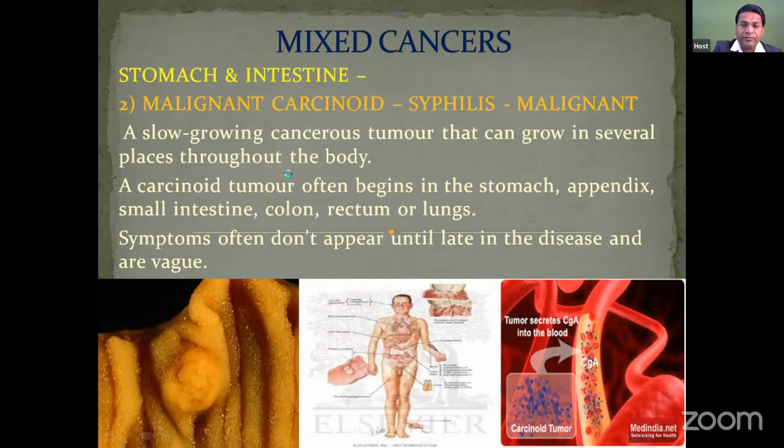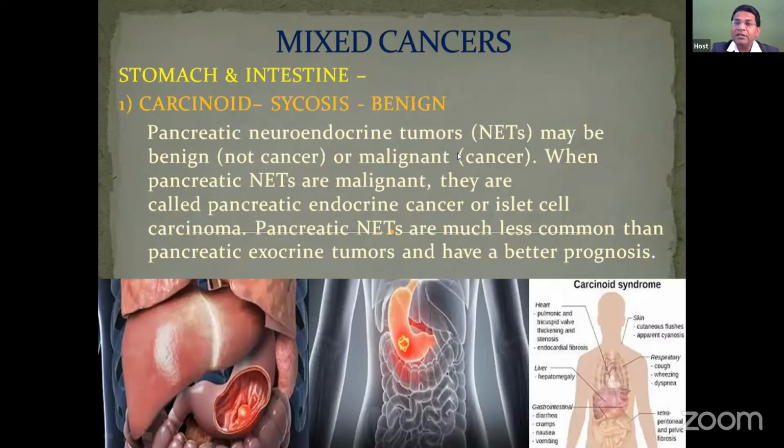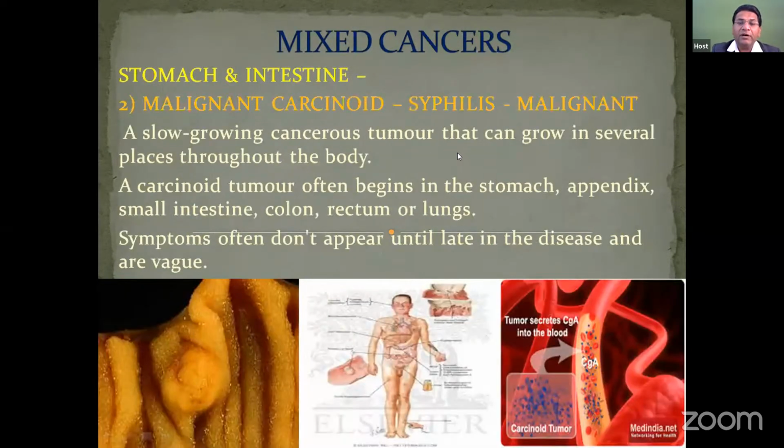First type is carcinoid and second type is malignant carcinoid. A slow growing cancerous tumor that can grow in several places throughout the body.